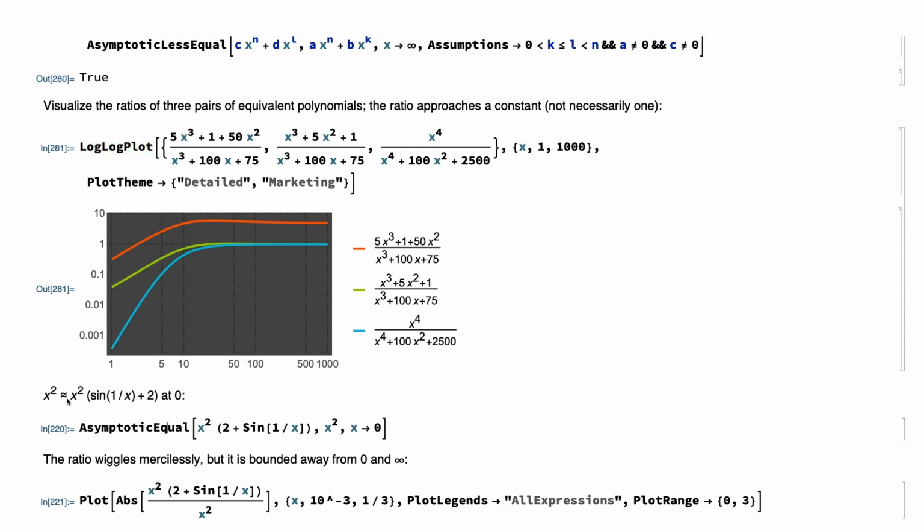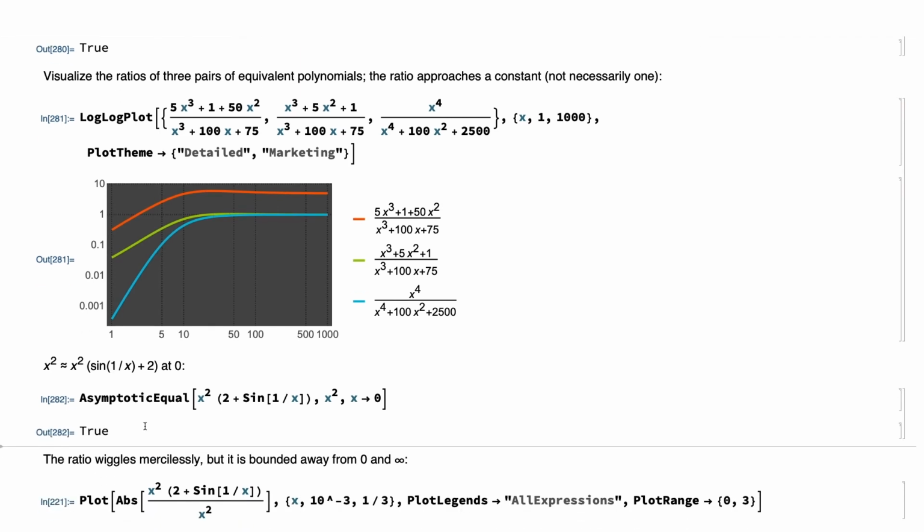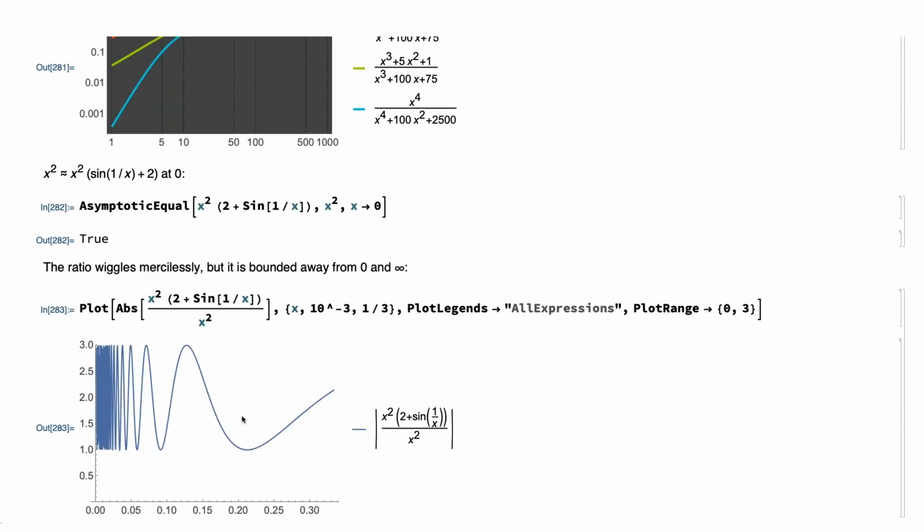So here I'm visualizing three pairs of equivalent polynomials, making a log-log plot, and polynomials are sort of nice. They approach a limit at infinity when you take their ratios. That ratio doesn't have to be 1. I mean, it's going to be 5 because I have 5x cubed plus stuff over x cubed. But it approaches some ratio away from 0.